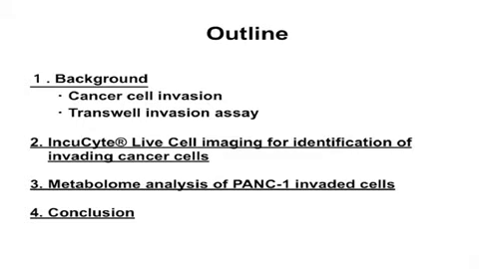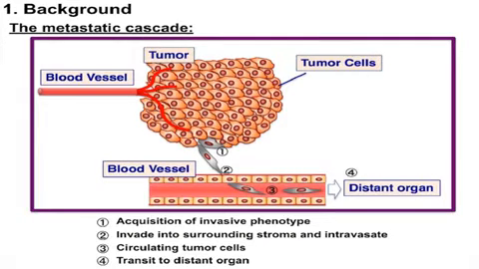So here is the outline for my talk today. There are 4 parts, and the first part is the background. And I'm going to explain about the cancer cell invasion and transwall invasion assay. In the second part, I'd like to show you the IncuCyte Live-Cell imaging for identification of invading cancer cells. And in the third part, I'm going to show you the metabolome analysis of PANC-1 invaded cells. And the last part is the conclusion.